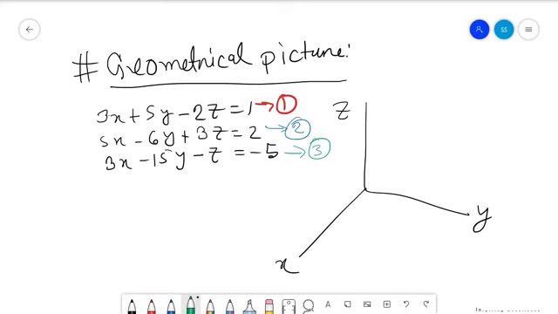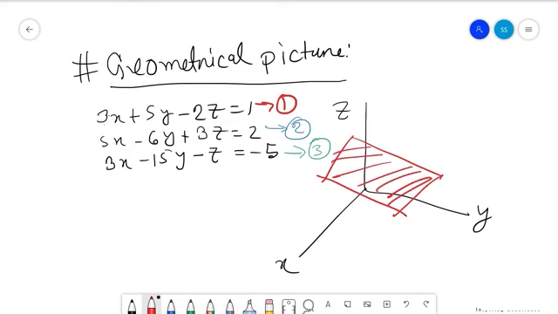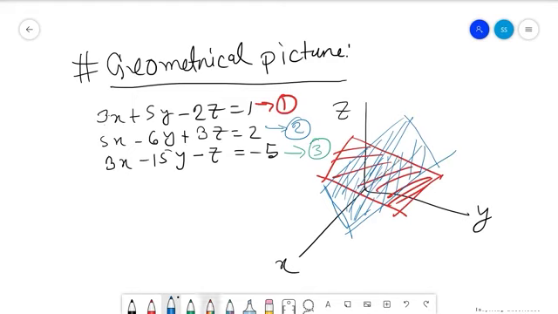And in the x, y, z coordinate system, this equation, that is equation 1, will actually give rise to a plane. Let's say this plane. Similarly, equation 2 will give rise to another plane, and these two planes will intersect each other, assuming there is a unique solution to x, y, and z. So as you can see, these two planes have intersected, and this intersection actually will give you a line. Let's try to mark it like this. This line.